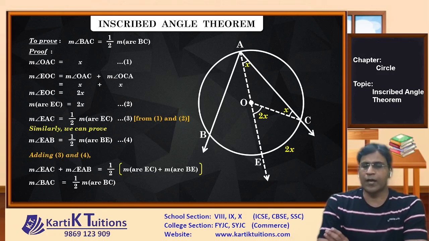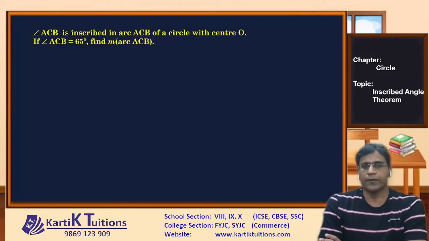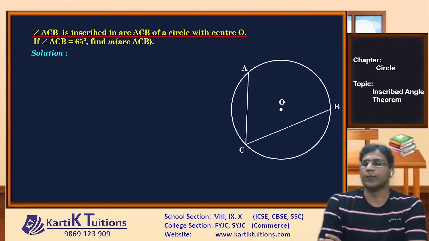Now, on the same concept, I have taken one sum. Let's have a look at it. Angle ACB is inscribed in an arc ACB of a circle with center O. If angle ACB is 65 degrees, find major arc ACB. Let's have a figure. Now see, I have a circle where angle ACB is inscribed in an arc ACB. Angle ACB is given to us as 65 degrees, and we have to find major arc ACB. Now if you observe, arc ACB is nothing else but the inscribed arc.